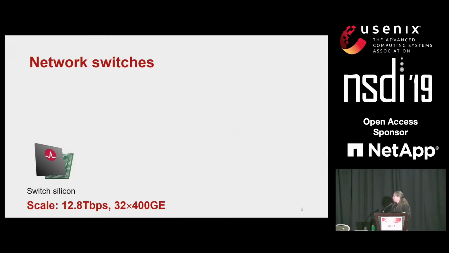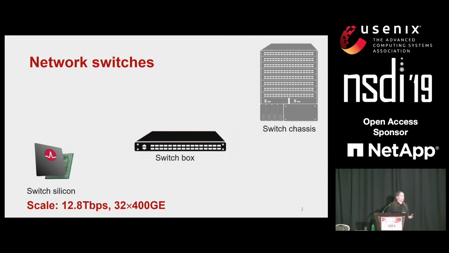So what do you think about when you're thinking about network switches? You might be thinking about switch silicon. And switch silicon today reaches 12.8 terabit per second. That's 32 ports of 400 gig. You might be thinking about a switch box that has one or two or several of these switch silicon devices, or even a switch chassis with several line cards and fabric cards.